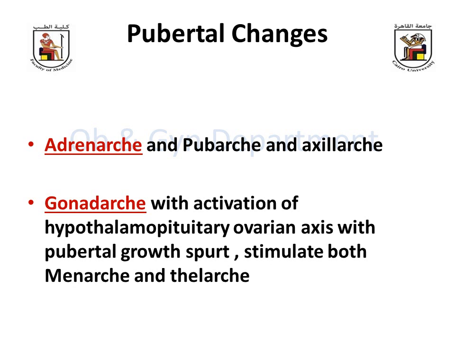And the second item is gonadarche. Gonadarche involves activation of the hypothalamic pituitary ovarian axis and development of the pubertal growth spurt, and stimulates both menarche and telarche. So we have 2 important pathophysiological events: adrenarche with consequently pubarche and axillarche, then gonadarche that includes the pubertal growth spurt, menarche and telarche.